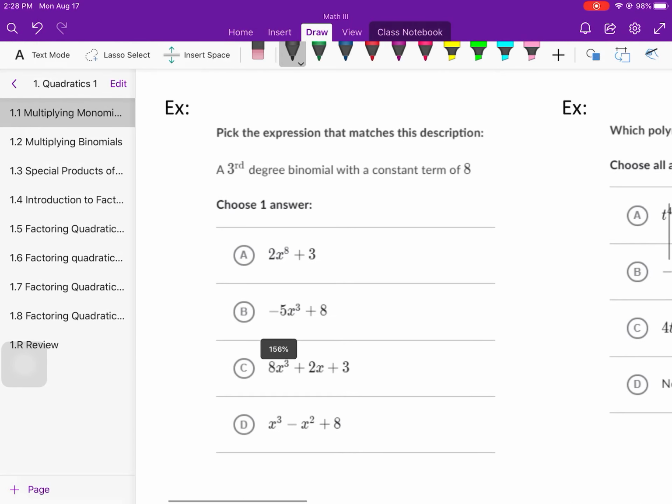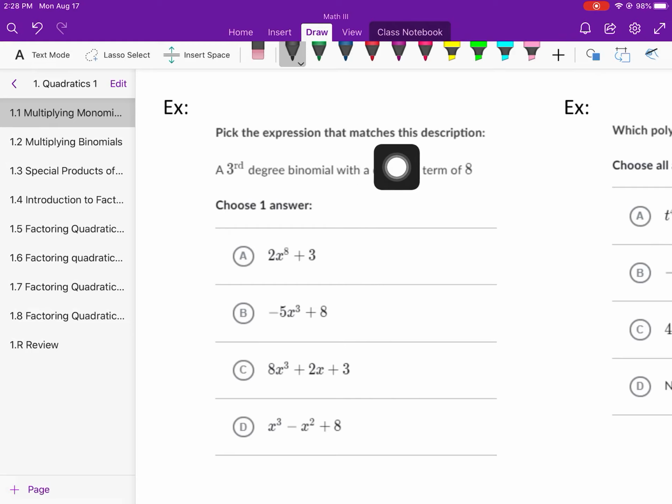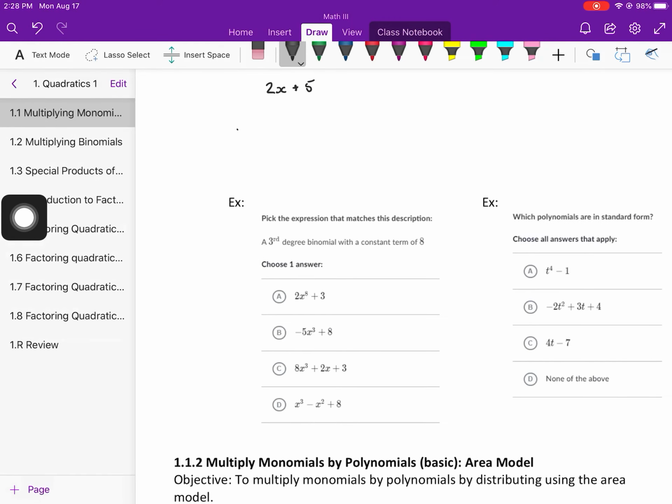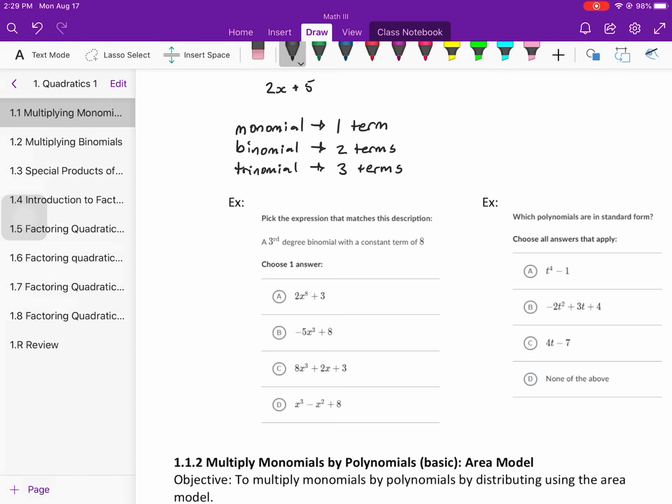Let's take a look at these examples over real quick. So we have: pick the expression that matches this description, a third degree binomial with a constant term of 8. So let's talk about this. Monomial means you have one term. Binomial, think like bicycle, 2 tires, means that there's 2 terms. Trinomial, tricycle, means there's going to be 3 terms.